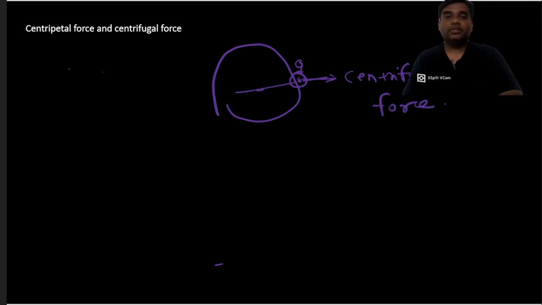We are writing the definition: centrifugal force and centripetal force are equal and opposite in direction. But this exists only when the observer itself is in a non-inertial frame of reference. The magnitude is the same, m r omega square. So remember, the magnitude is the same, m r omega square.